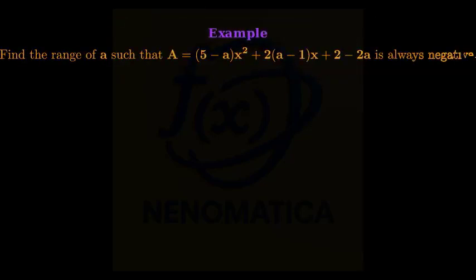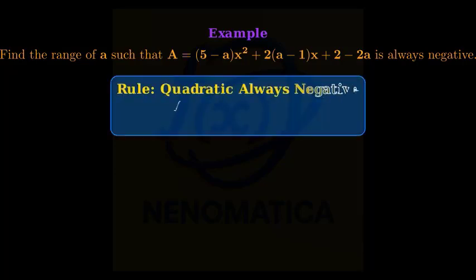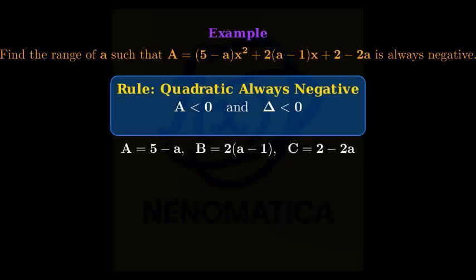We begin with an example. Find the range of the parameter a so that the quadratic expression (5 minus a) x squared plus 2(a minus 1)x plus 2 minus 2a is always negative for all real x. For a quadratic in x to be strictly negative for every real x, two conditions must hold at the same time. 1. The leading coefficient is less than 0. 2. The discriminant is less than 0.